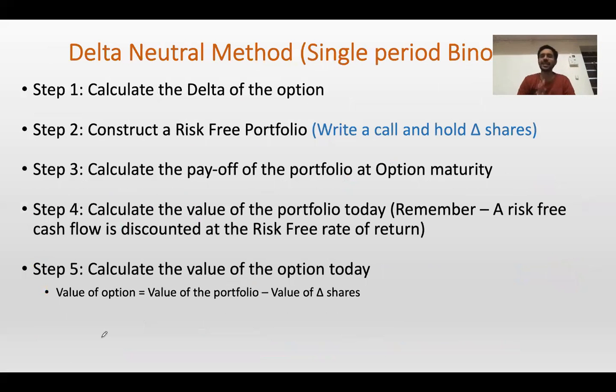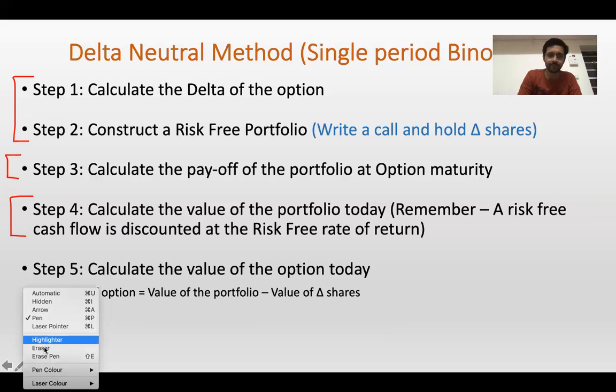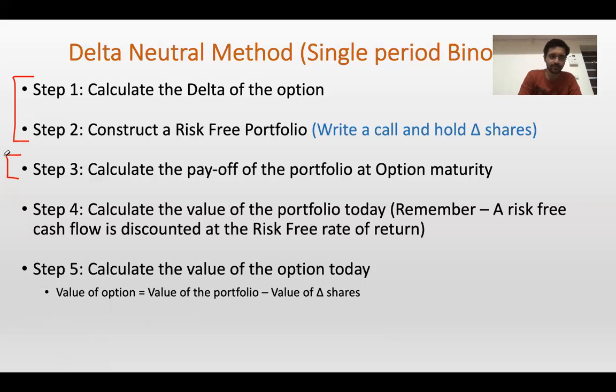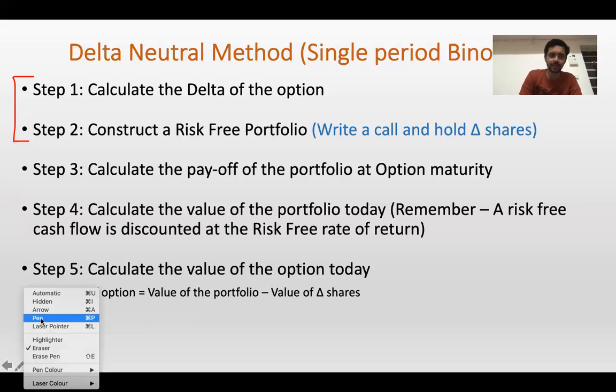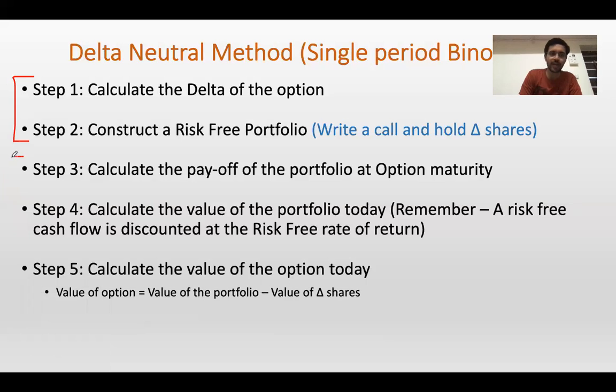Now let's get into details, right? The first two steps basically deal with how to construct a risk-free portfolio. The third one, what we saw was calculating the payoff of the risk-free portfolio and the value of the payoff of the risk-free portfolio today. So step number 3 and step number 4 are related to calculating the payoff of the portfolio and the value of the portfolio today. The fifth step is calculating the value of the option. Like we saw over here, the value of option is calculated as a balancing figure from the value of the portfolio and the value of shares.